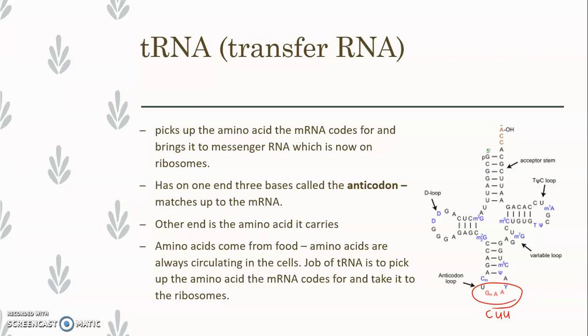And again, I already said this, but the amino acids are going to come from our food. That's why it's important that we eat. And the tRNA's job is to essentially go around in the cell and pick up the amino acids that are needed by the mRNA message, and it's going to take them to the ribosome so that we can, again, build our proteins.